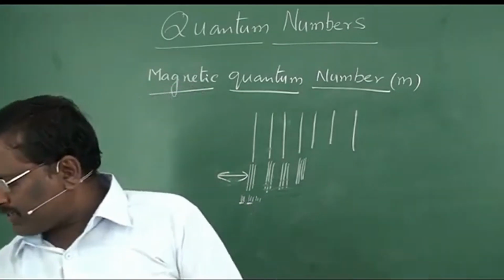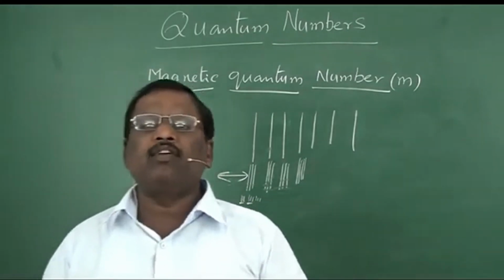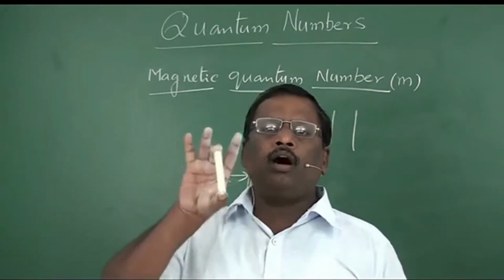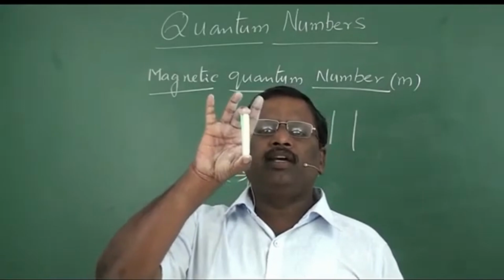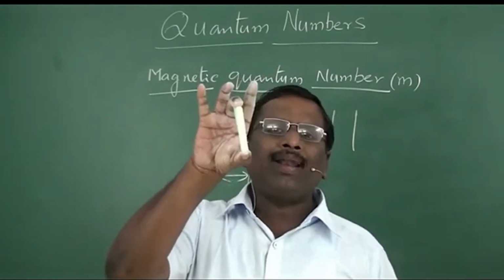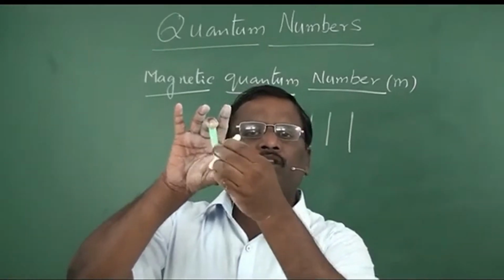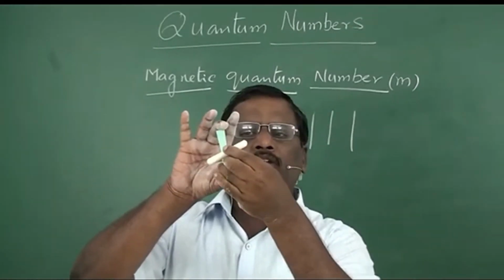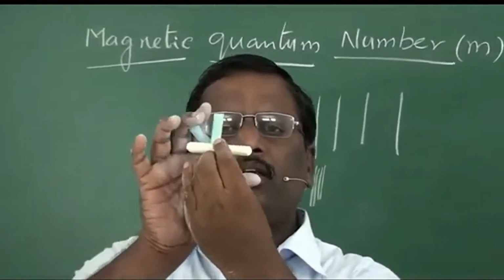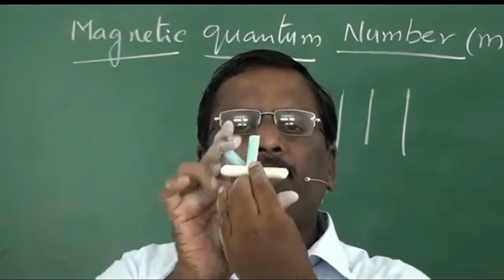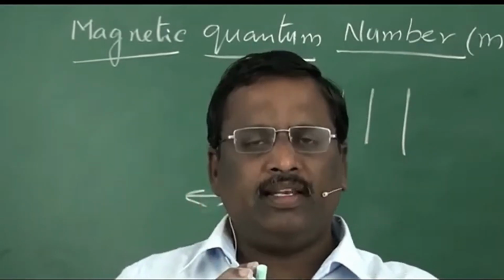So previously, for example, in the L is equal to 1 sub-energy level, there are some orbitals. All orbitals have the same energy. That's why this looks like one line. But if we bring a magnet here, some orbitals will deflect this side and some orbitals will deflect this side, so that all three will give 3 different lines. This we call splitting of spectral lines.